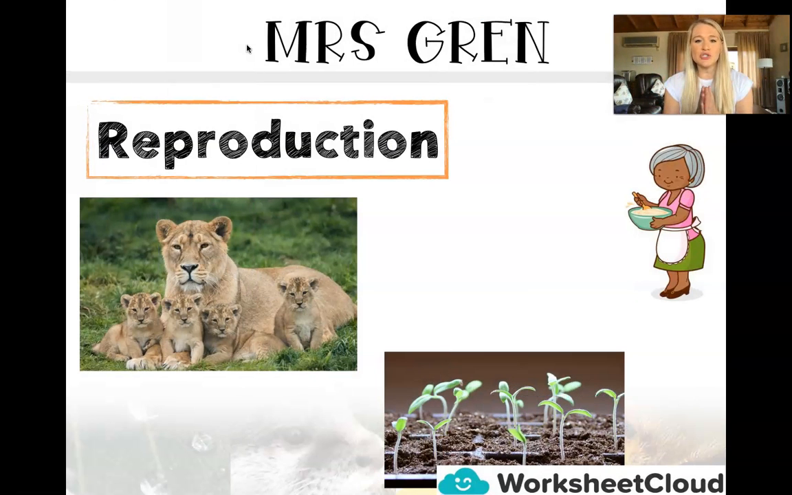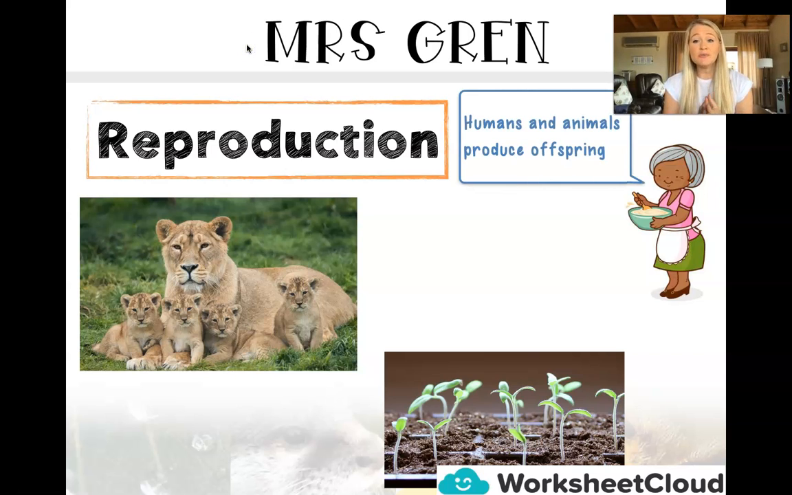Moving on to the first R of Mrs. Gren. Organisms have to be able to reproduce. Now, if we specifically look at humans and animals, they produce offspring. And remember, depending on what class of animal they are, some animals give birth to live young, some animals lay eggs. Different animals have to reproduce and make more copies of themselves in order to continue their species.